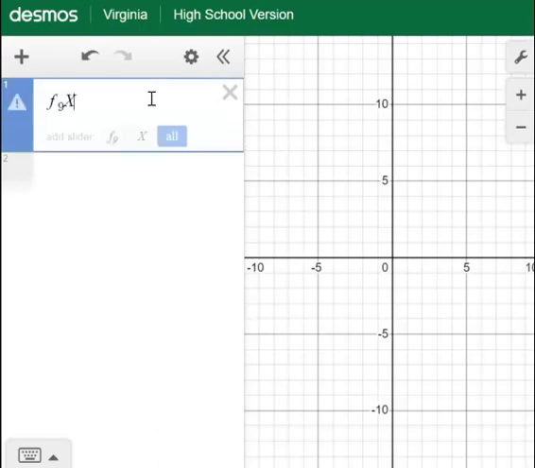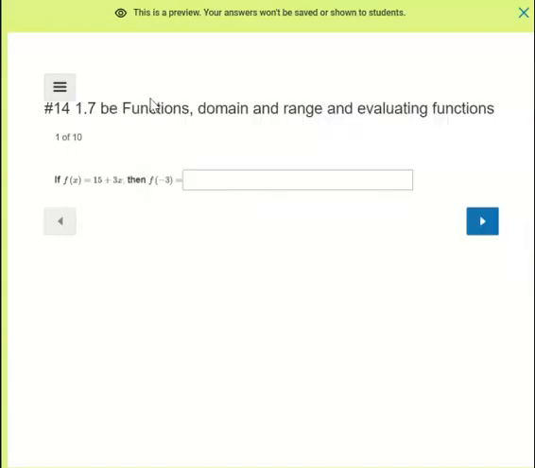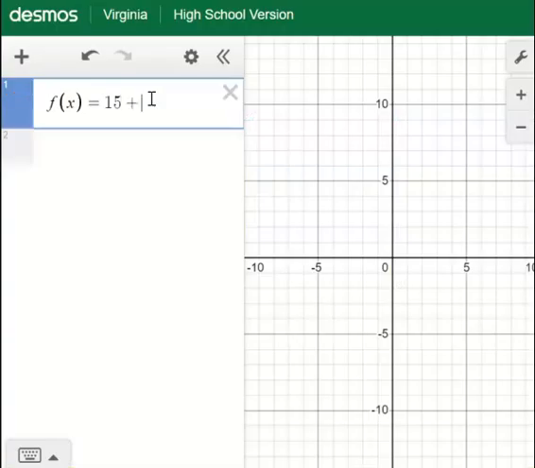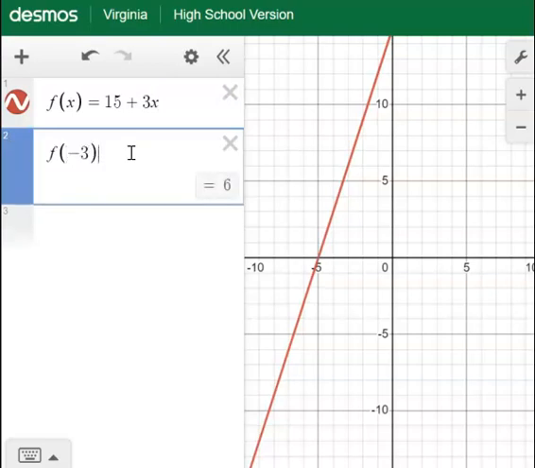So f of x is equal to 15 plus 3x. And then it wants us to find f of negative 3. Just plug it in just like that. And the answer is 6.